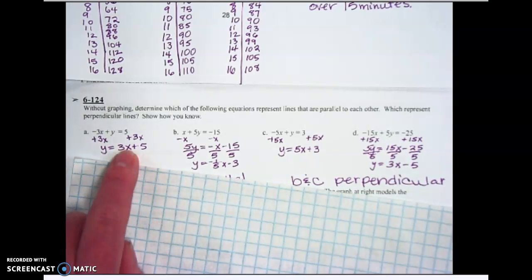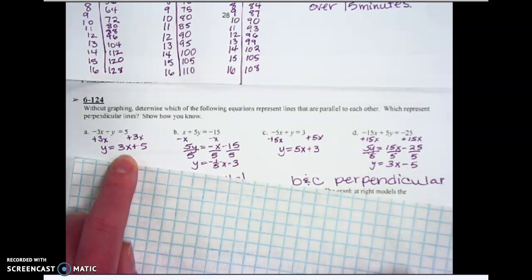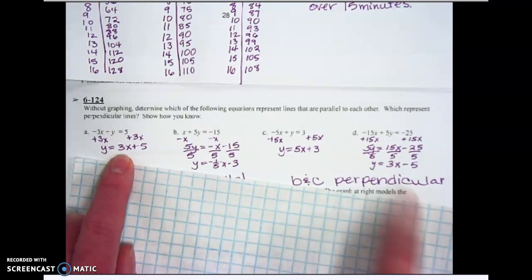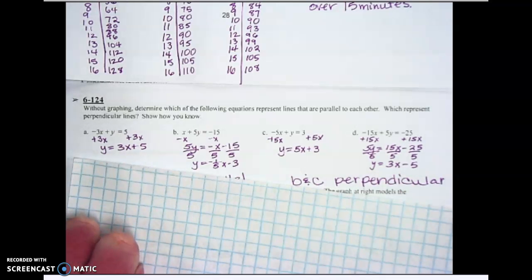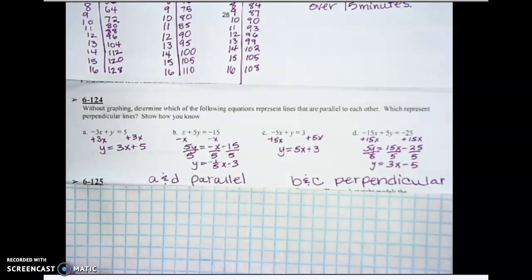Then our other two lines are y equals 3x plus 5 and y equals 3x minus 5. This one has a slope of 3 and this one has a slope of 3. What does it mean when you have same slope? Parallel, yes. So you're going to say A and D are parallel.